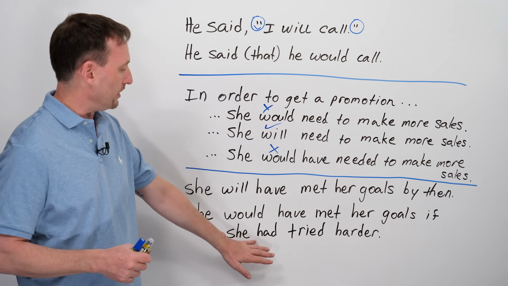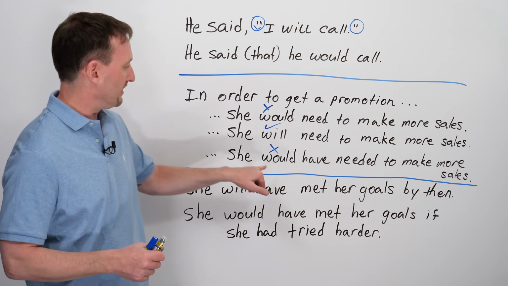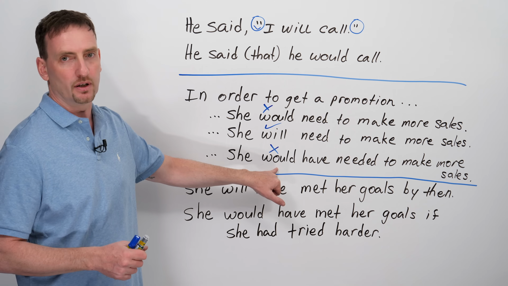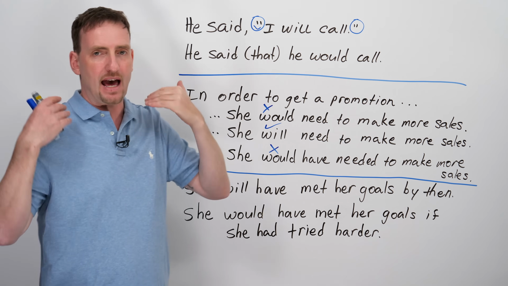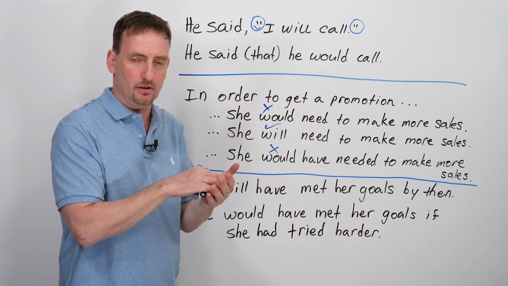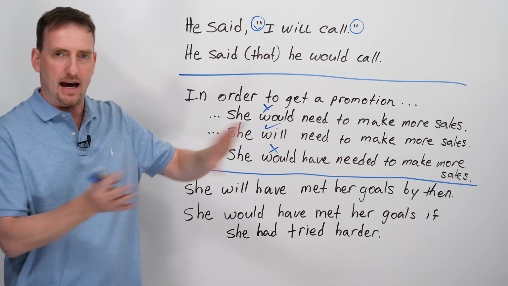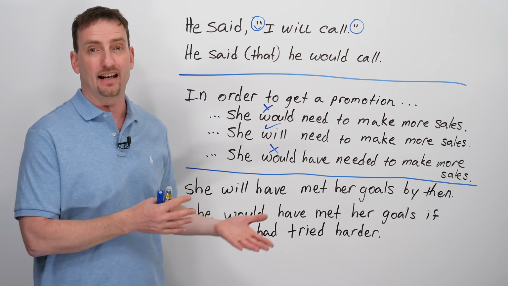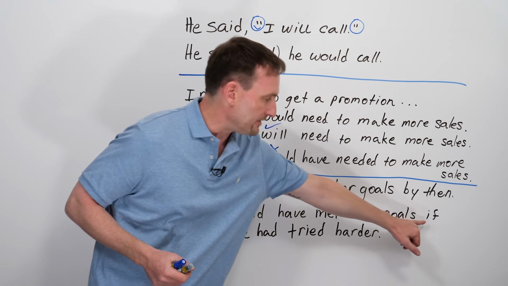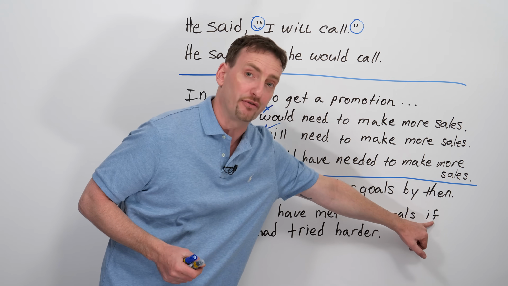So let's start with the would. She would have met her goals. This is the same as this one. We're talking about an unreal past. In the past, this was possible, but now the past is gone. It didn't happen. It's not possible anymore. Can't change the past. And here it's easier to understand because of the if.